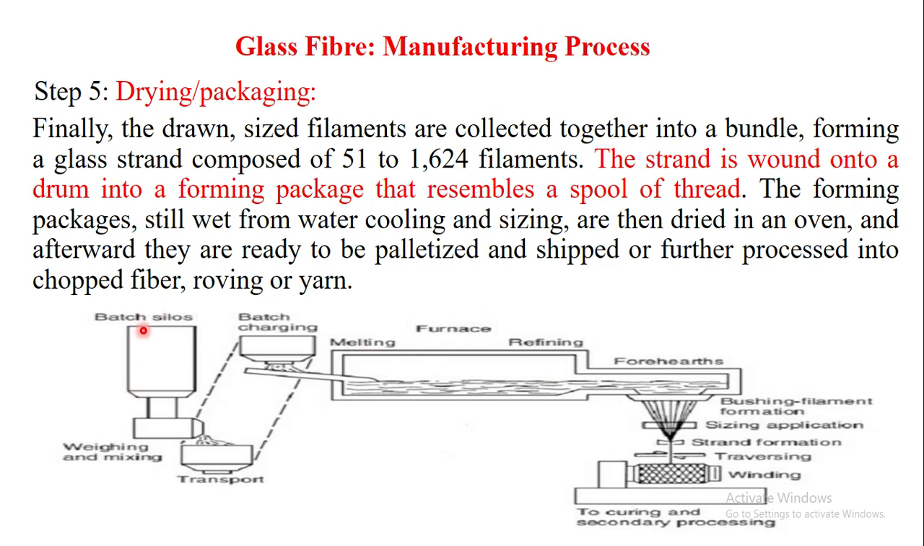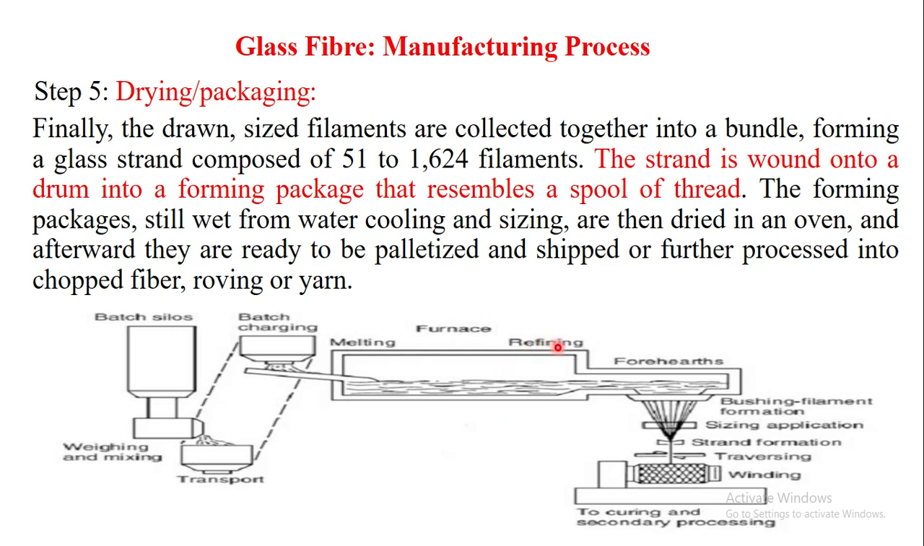The first stage is the batching process, collecting silicon dioxide or silica sand from everywhere. Then we weigh and transport it by conveyors. Then it is fed into the furnace for melting. After the batching process, the melting process is done. In the furnace at 1400 degrees centigrade, the silica sand is melted, or converted into liquid.